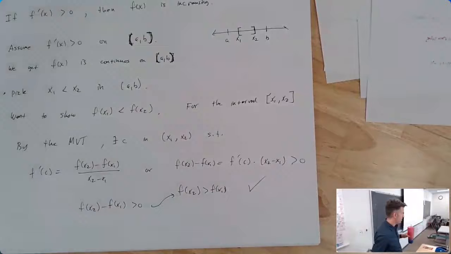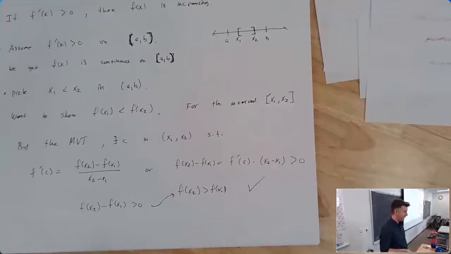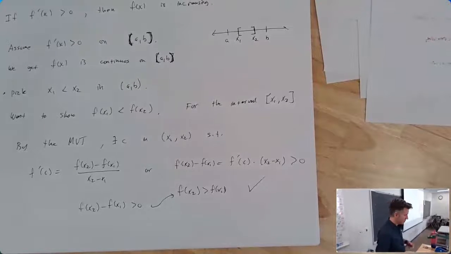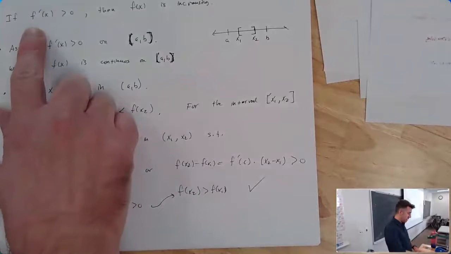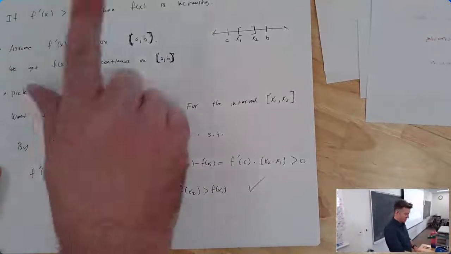I just added f of x1 to both sides. Okay. So this actually is what I was referring to when we talked about the mean value theorem, how there are important other theorems that rely on the mean value theorem. This is one of them. We have to have the mean value theorem to be able to show that if your derivative is positive, then the function is increasing.